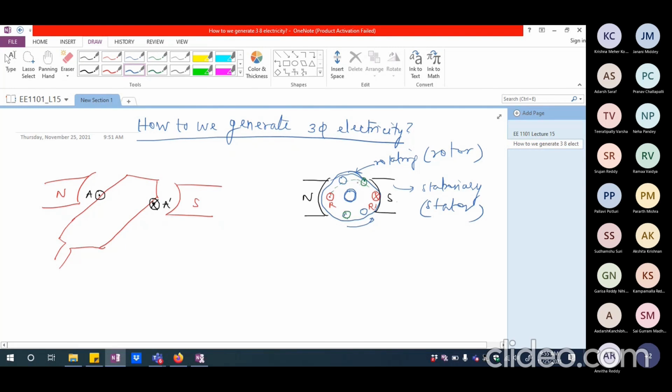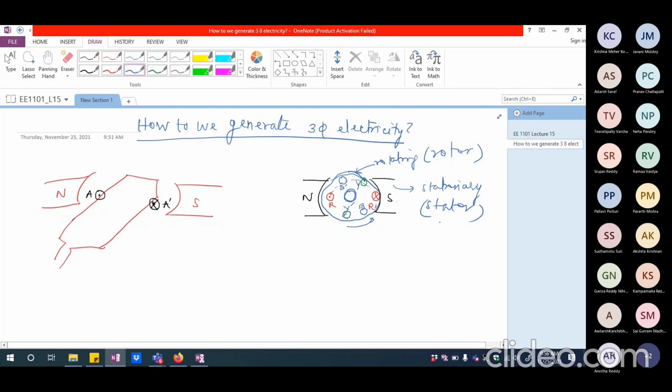So let us say I call this Y and Y dash, and I'm going to call this B and B dash. So first R faces the North Pole and South Pole, and it is going to generate electricity. Then Y and Y dash face the North Pole and South Pole. Then B and B dash face the North Pole and South Pole. Please note they are arranged in space 120 degrees apart from each other.